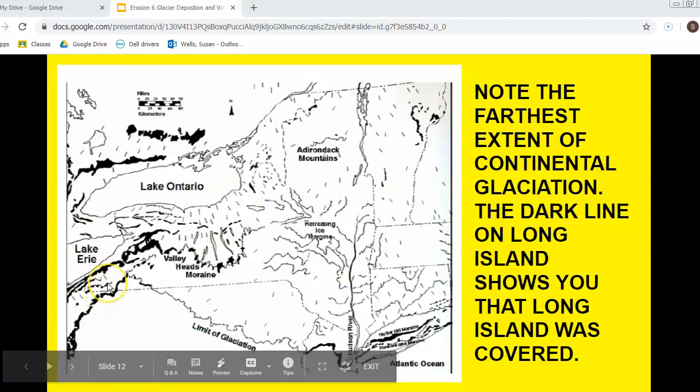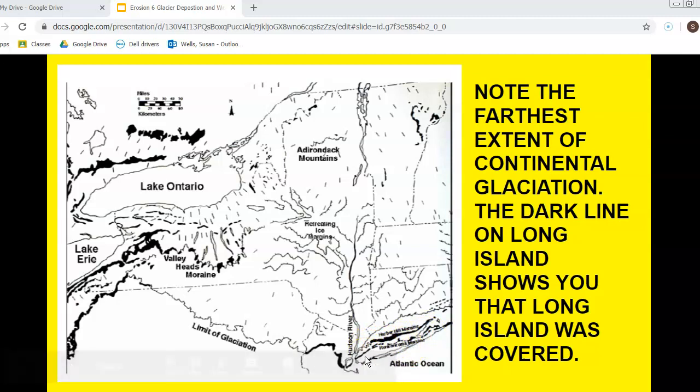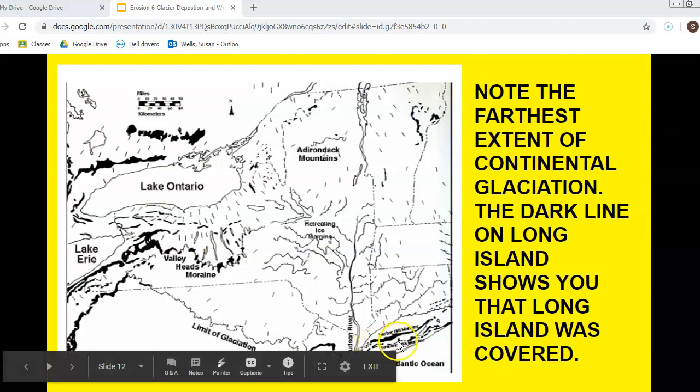This is showing you the farthest extent of glaciation. I'm kind of going along the line where glaciers have existed. We saw this slide basically in the beginning of this glacier presentation. This little area by Jamestown was never covered by a glacier. If you go on Long Island, do you see where the Ronkonkoma moraine is? That's the farthest extent that the glacier has gone.